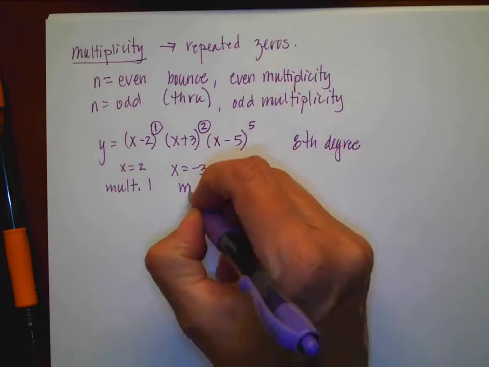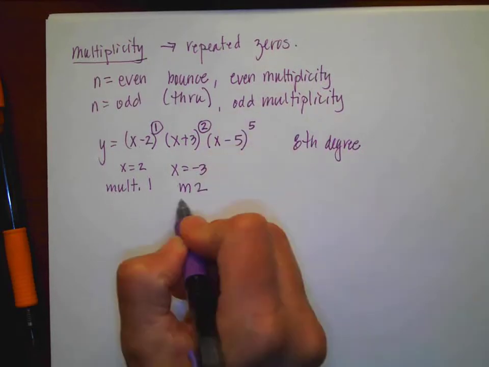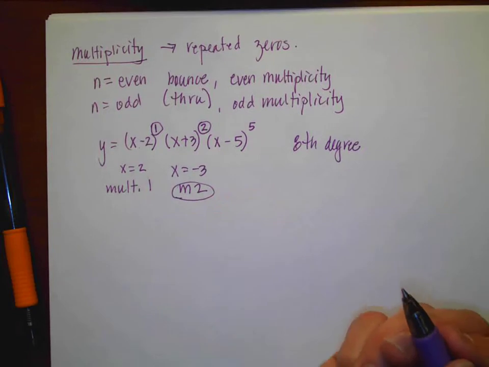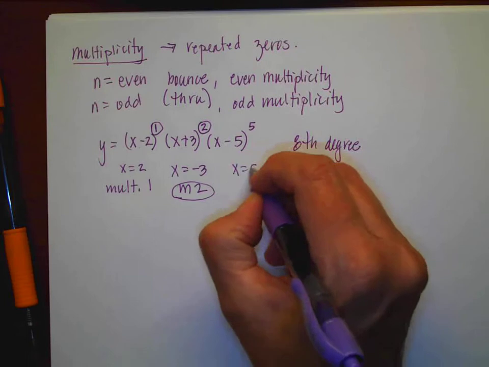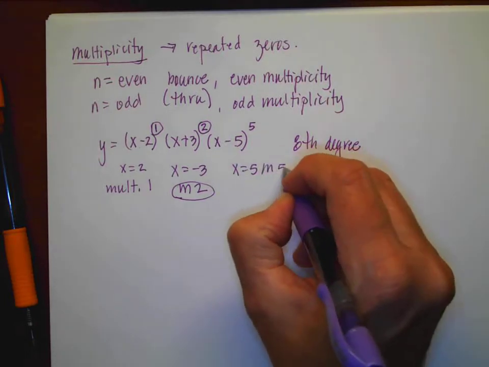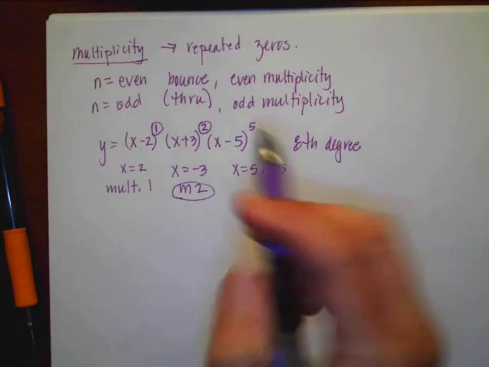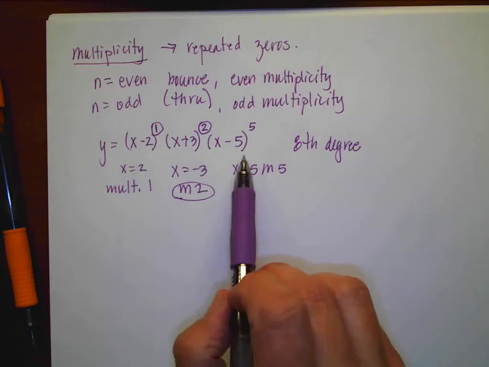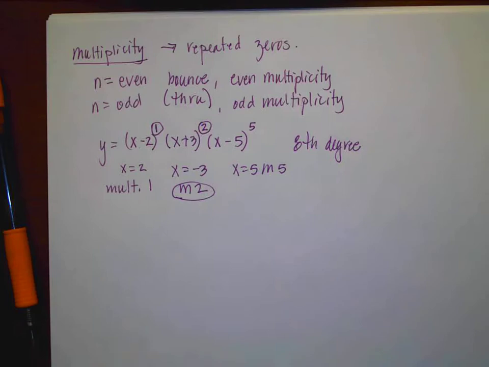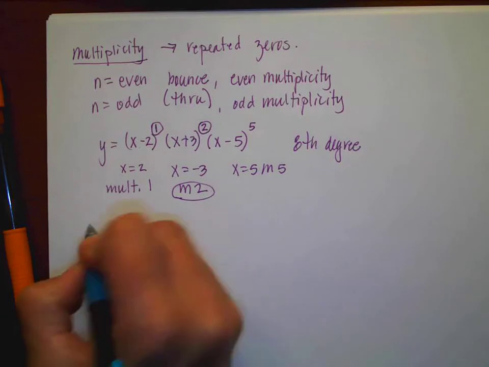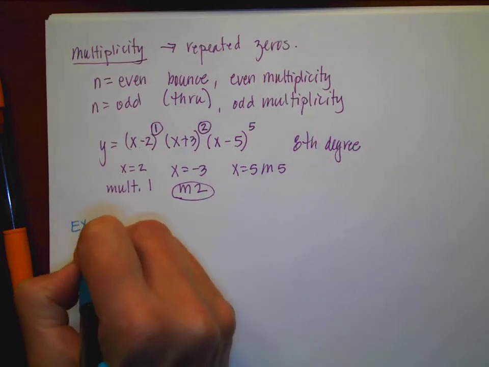This is x is equal to negative 3. It has a multiplicity of 2, and I get a little bit lazy when I'm writing it down, and I just write m2. And then this zero is x is equal to 5 with a multiplicity of 5. And again, these are just characteristics of the graph that will help you note what the function potentially looks like.